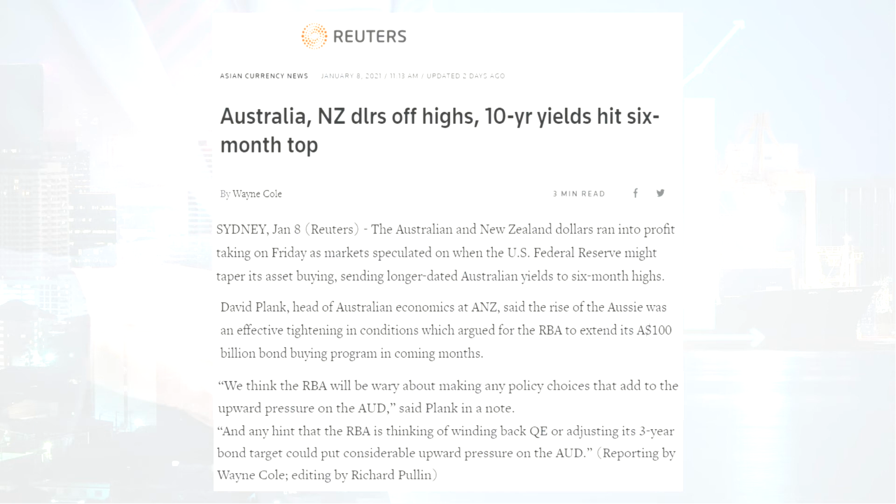David Plank, the head of Australian economics at ANZ Bank, said that the higher Australian dollar actually brought about the effect of policy tightening, which will help the Reserve Bank of Australia continue to implement its bond purchase plan in the coming months. Lastly, we'll talk about the NFP, which is the non-agricultural payrolls.